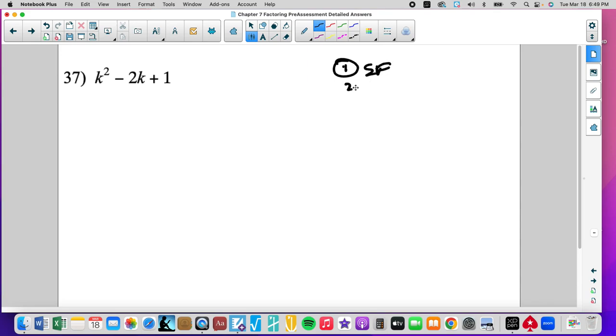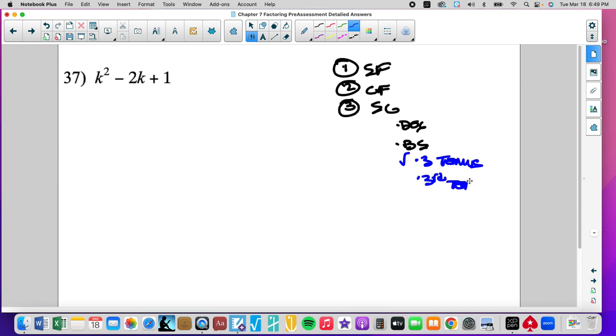So standard form, common factor, special case, not dead on the street, not difference of squares. Is it a bologna sandwich? Is it binomial square? Are there 3 terms? Yes. Is the third term positive? Third term is positive, yes. Are the first and third perfect squares? Perfect squares, yes.